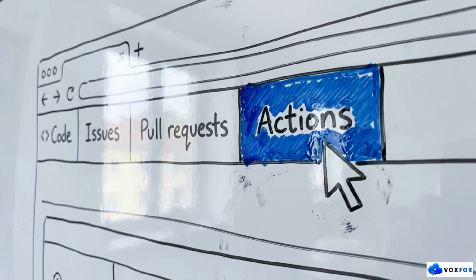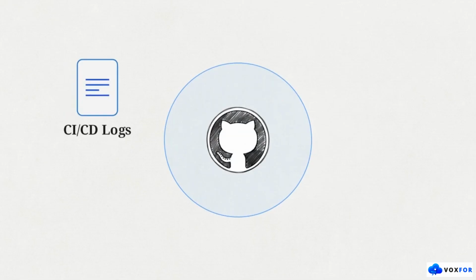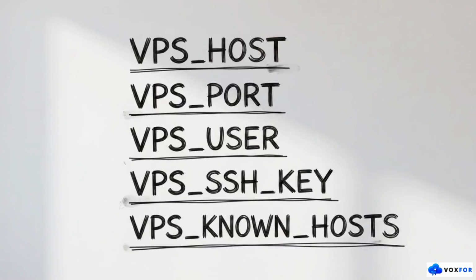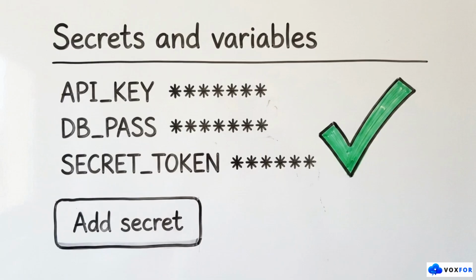There are 2 main ways to trigger the swap. Method 1 uses GitHub Actions. This is the cleanest default because it keeps CI/CD logs, artifacts, and orchestrations centralized inside GitHub. This UI dashboard lists the 5 specific server credentials you must securely store as GitHub secrets: the host, port, user, SSH key, and known hosts. GitHub uses these to authenticate securely.